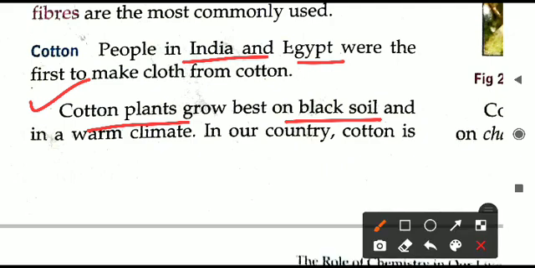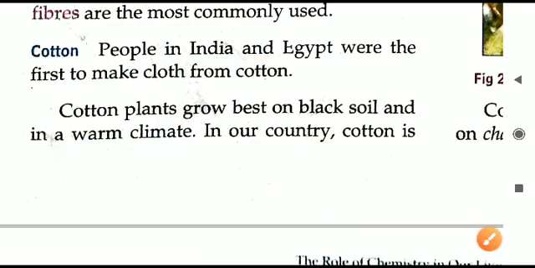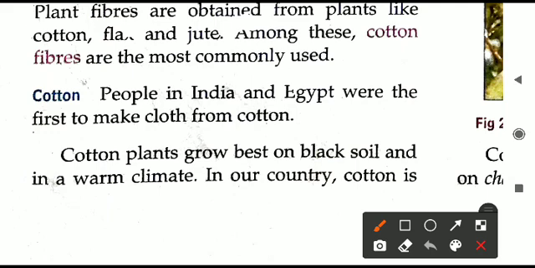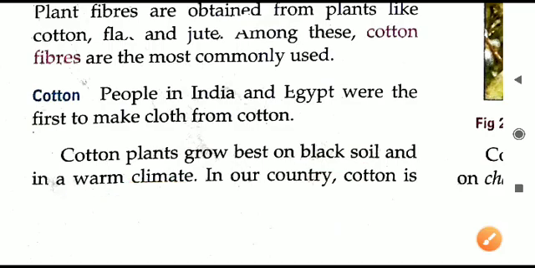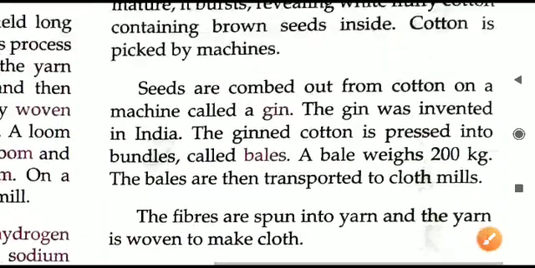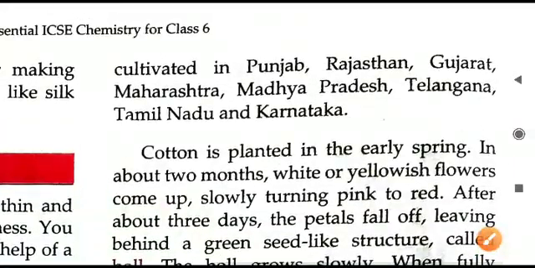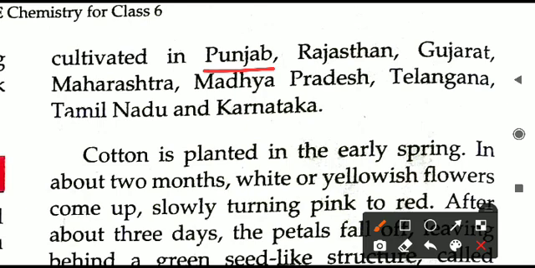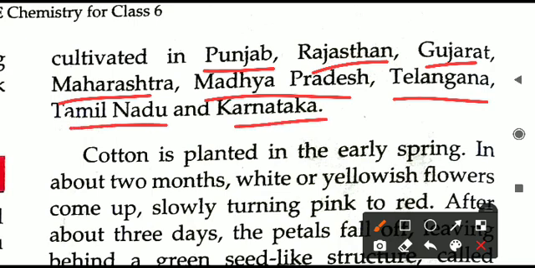Black soil is very beneficial for the growth of cotton plants, and it needs a warm climate. So our country, India, also has suitable conditions. Black soil is available in certain parts of the country, and also the climate is warm there. So in our country cotton is grown because the soil is available and the temperature is also suitable. So where is cotton cultivated? In Punjab, Rajasthan, Gujarat, Maharashtra, Madhya Pradesh, Telangana, Tamil Nadu and Karnataka.